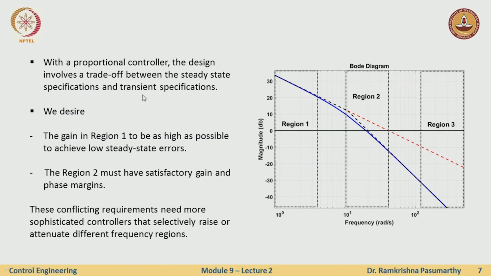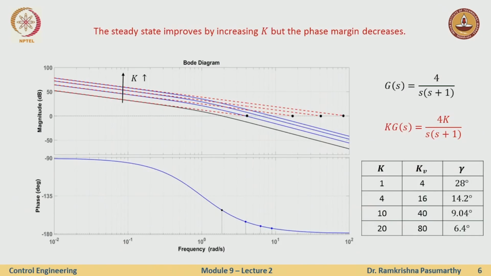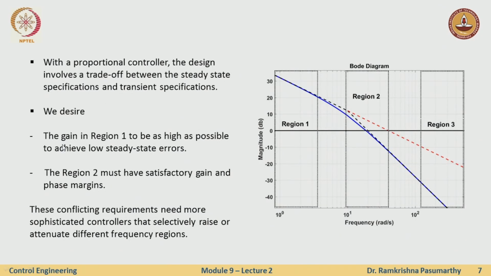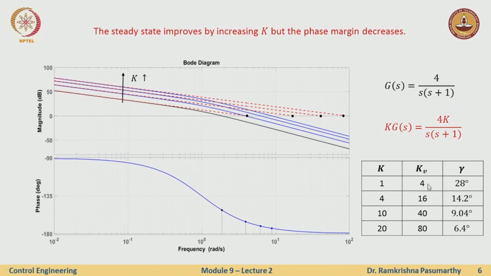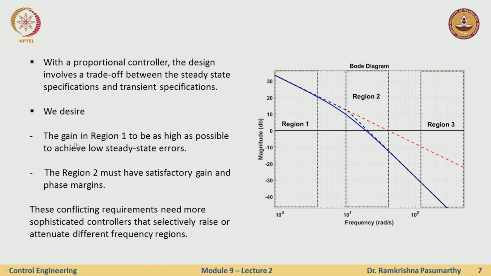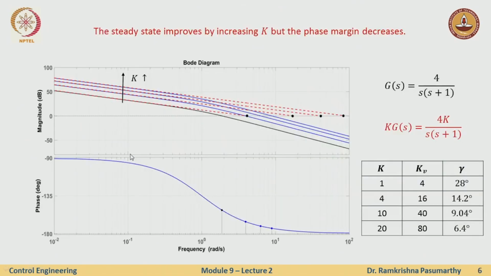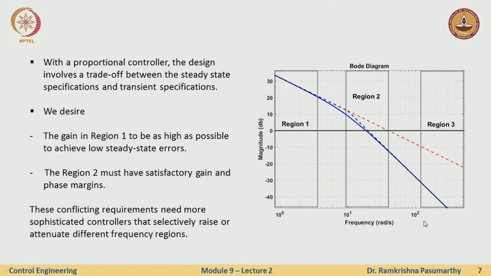So, based on this plot here, to achieve the desired steady state performance, kV should be large. This actually means that the gain in region 1 should be as high as possible to achieve low steady state errors, right. So, if you see here, this keeps on increasing, and if this keeps on increasing, my kV goes on increasing, and therefore, my steady state error decreases. Okay. Now, the region 1 thing is taken care of. Now, I want to do something over here in such a way that my phase margin requirement is also met. Okay.